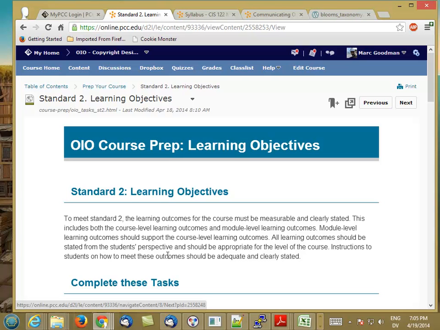Instructions to students on how to meet those outcomes should be adequately and clearly stated. So generally, you're talking about a set of learning activities and telling the student the learning activities they need to complete in order to attain mastery of the learning outcomes. And this can include things like discussion groups, written assignments, reading materials, watching videos, basically whatever learning activities and assessments that you have that support a mastery of those learning outcomes, you should state that to the student so that the student can go in and understand what they need to do to be successful.